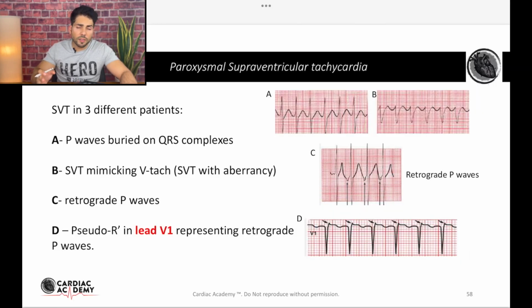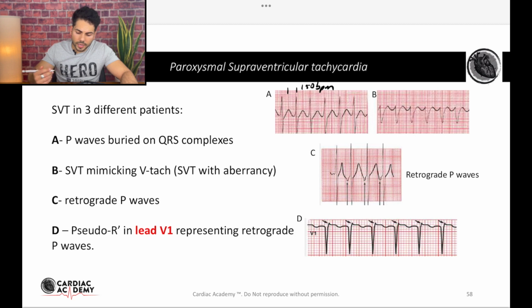So here we have different examples of patients with supraventricular tachycardia. In example A, we can see that it's a regular rhythm with heart rates of 300, 150 beats per minute. But we can't really see any P waves. The reason is because these P waves are actually hidden within the QRS complex, okay?